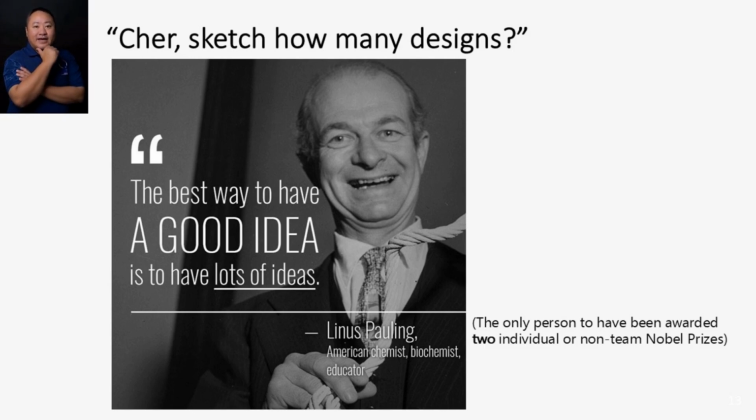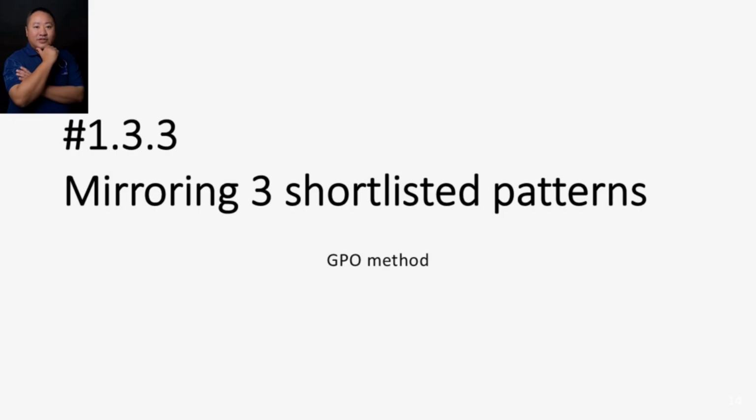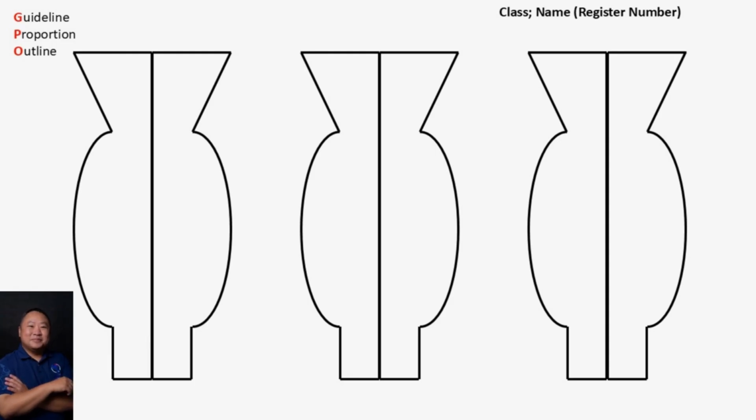Similarly, generate as many ideas as you can until we proceed as a class to the next design task, which is to shortlist 3 designs or patterns out of as many as you generated and mirror them using the GPO method to form the stand design. What is GPO? It is the acronym for Guideline, Proportion, and Outline. For this design task, you will receive this template. Note that the vertical line in the middle of each shape is the mirror line or line of symmetry for that shape. Take a fresh layout paper and trace over the template carefully. Ensure that the mirror line is exactly at the middle.